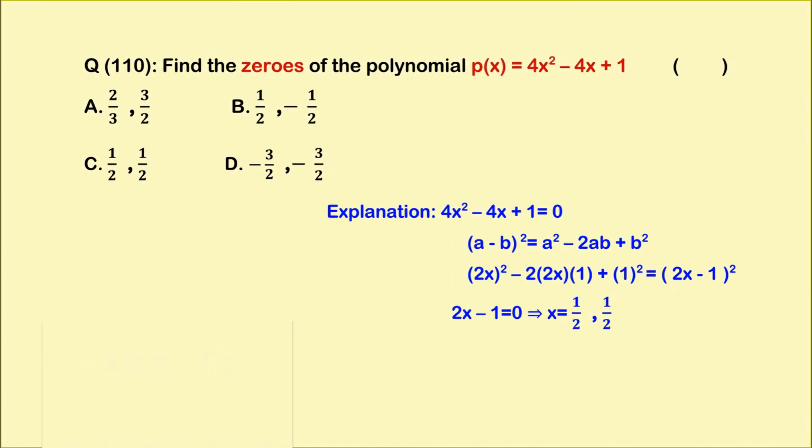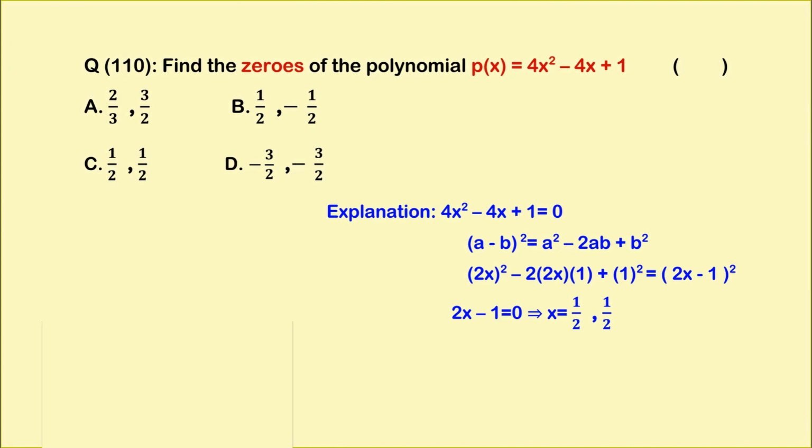Question number 110. Find the zeros of the polynomial p of x is equal to 4x square minus 4x plus 1. You see in the explanation, 4x square is a perfect square and 1 is a perfect square. So it is in the form of a minus b whole square is equal to a square minus 2ab plus b square. So 4x square minus 4x plus 1 is written as 2x whole square minus 2 into 2x into 1 plus 1 whole square, that is equal to 2x minus 1 whole square.